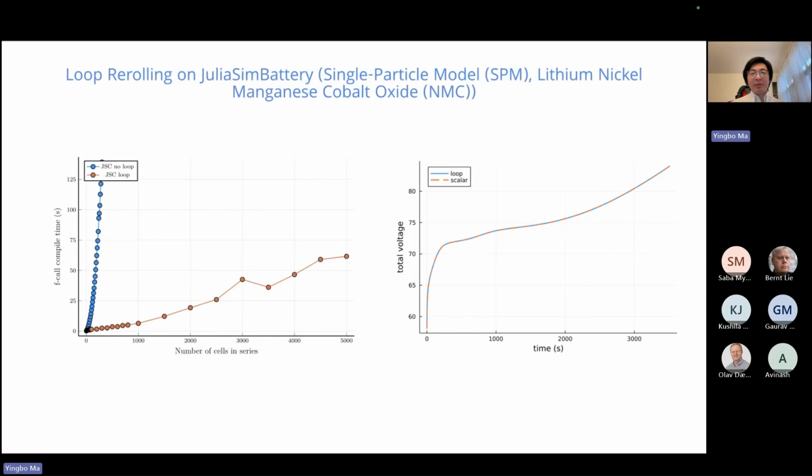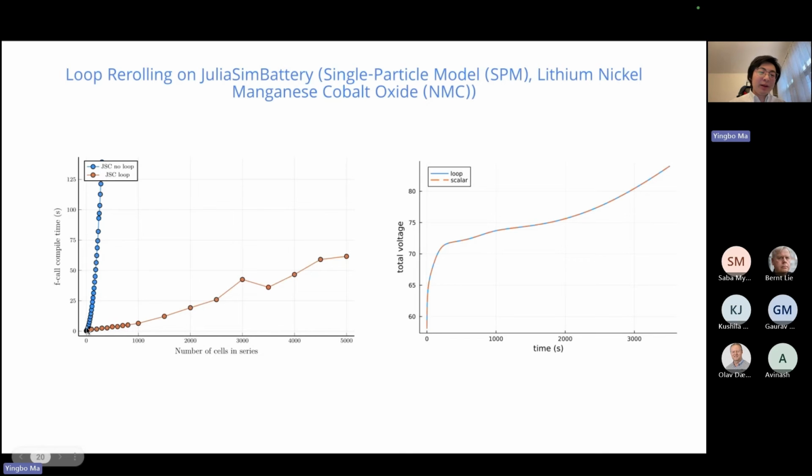So I motivated this problem with battery models, right? So in here, I want to demonstrate the example with loop rerolling on a DualSim battery example, where this model is a single particle model of lithium nickel manganese cobalt oxide battery cells. And in here, we can see that the blue line is with no loop rerolling, and the y-axis is the compile time, and the x-axis is the number of cells in this battery model. We can see that without loop rerolling, the compilation time scales quadratically, and it's intractable to even simulate 1,000 battery cells, right?